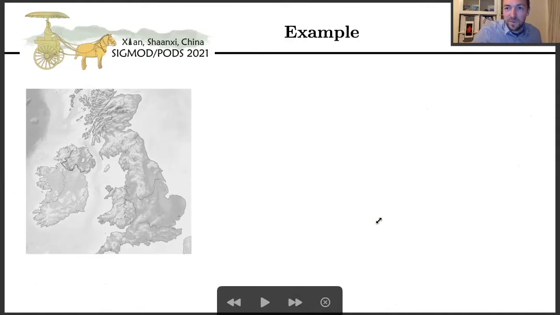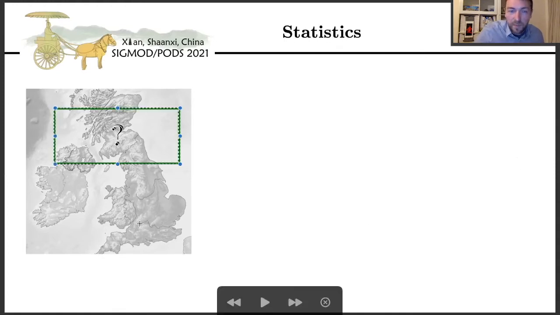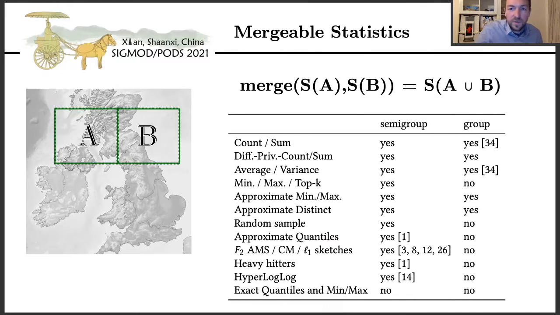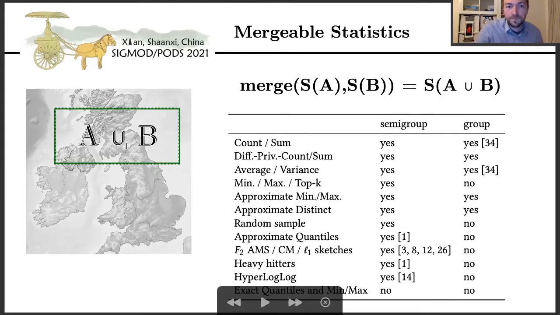The problem I will be talking about relates to some space, which we can think of as some Euclidean space, and I will use as an example a map of the UK, and maybe we want to know what's going on in the north. We are specifically interested in statistics that we can merge from statistics over smaller regions. So let's say we have the statistic over A and the statistic over B. We want to be able to merge the statistic into one over A union B.